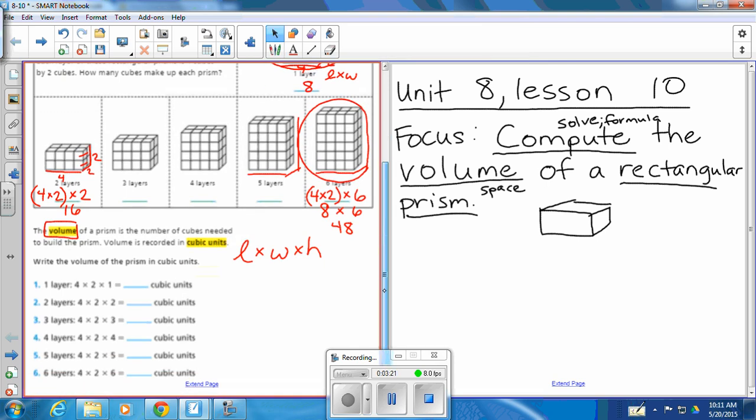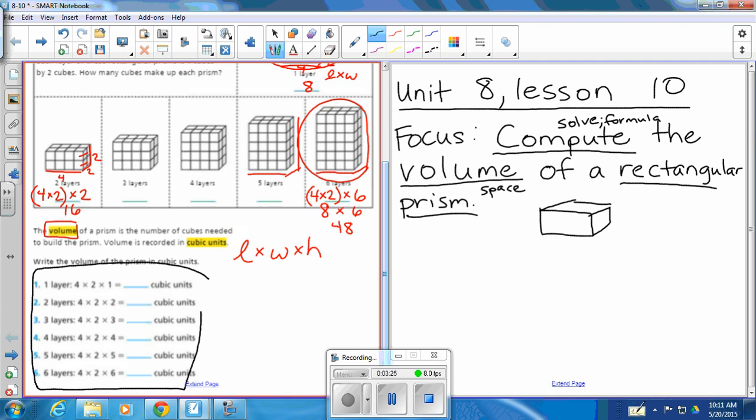Okay, and that's shown here in your student activity book as well with those formulas. And then finally, just remember these are cubic units because it's a 3-dimensional shape. So we're talking about cubes that are used to fill up that shape.